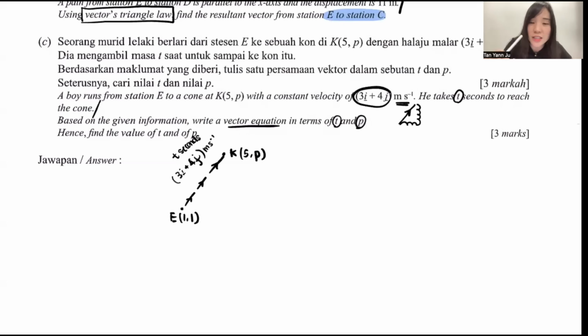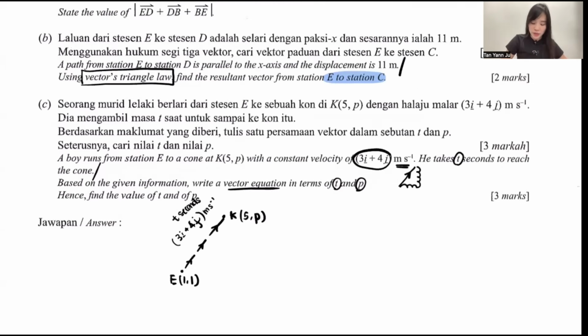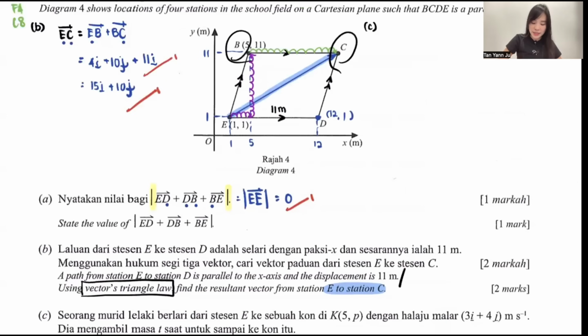Actually, to be honest, under this chapter of vector, whenever you want to form an equation from nothing to something, always use the vector triangle rule. So maybe you ask me, teacher, how do I use the vector triangle rule? Teacher, what should this involve? Should I involve A, B, C, D?